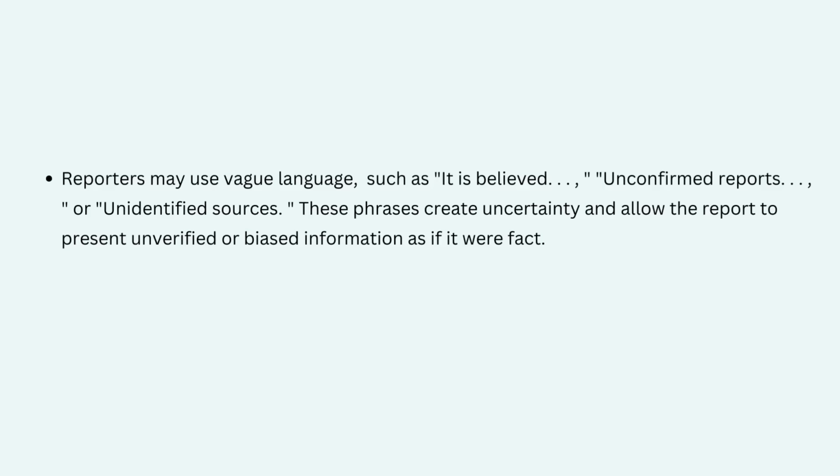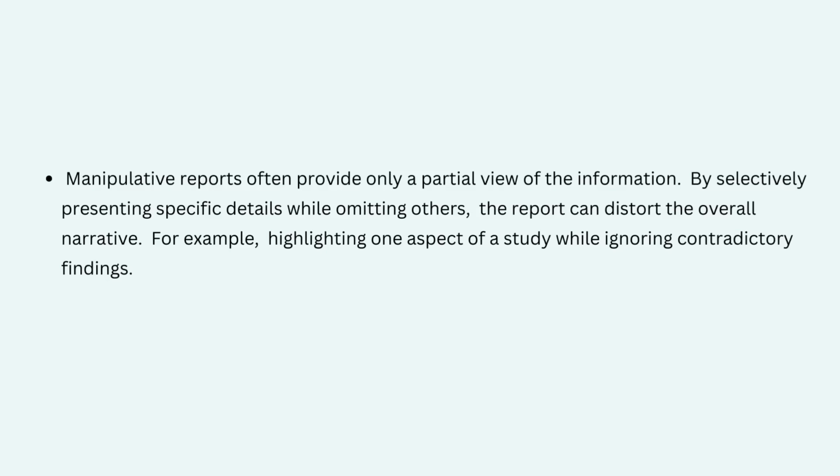2. Reporters may use vague language, such as "it is believed," "unconfirmed reports," or "unidentified sources." These phrases create uncertainty and allow the report to present unverified or biased information as if it were fact. 3. Manipulative reports often provide only a partial view of the information. By selectively presenting specific details while omitting others, the report can distort the overall narrative. For example, highlighting one aspect of a study while ignoring contradictory findings.